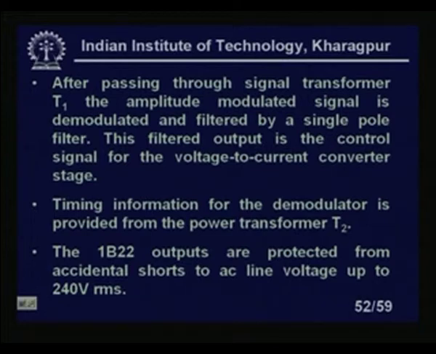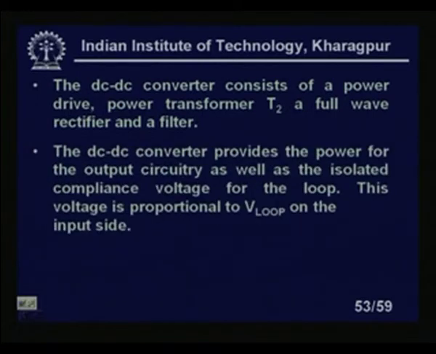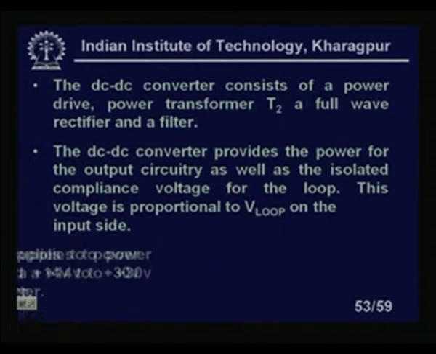The 1B22 outputs are protected from accidental short circuits to AC line voltage up to 240 volt RMS, that is already specified. Now, the DC to DC converter consists of a power drive, power transformer T2, a full wave rectifier and a filter, right. This DC to DC converter provides the power for the output circuitry as well as the isolated components voltage for the loop, and this voltage is proportional to V loop on the input side, right. So, this will give our power supplies also. So, the DC to DC converter is necessary.